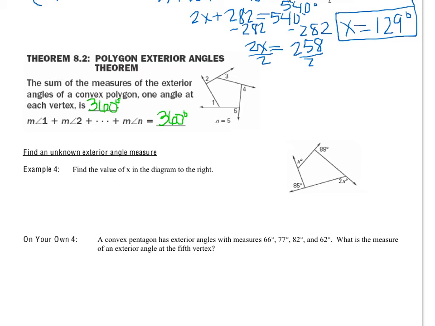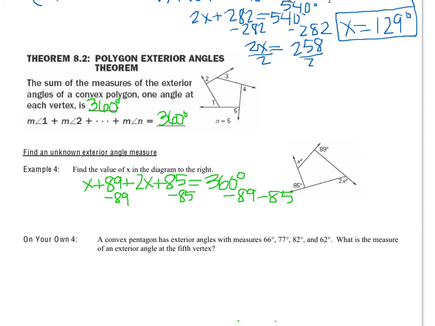So it says find the value of x in the diagram to the right. Well, I know that those have to add up to 360 degrees, so I can say x plus 89 plus 2x plus 85 equals 360 degrees. Simplifying that, I'll subtract my 89 and my 85 from both sides. X plus 2x was 3x equals 360 minus 89 degrees minus 85 degrees, which will leave me with 186. Divide both sides by 3, and you'll find that x equals 62 degrees.